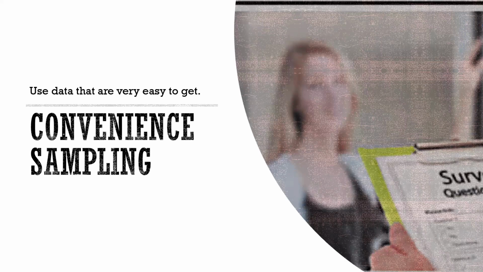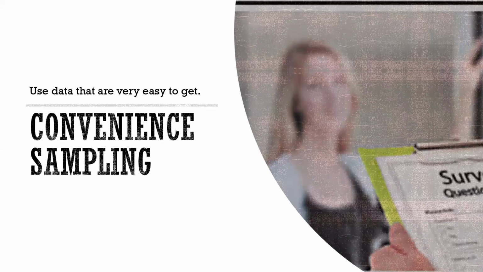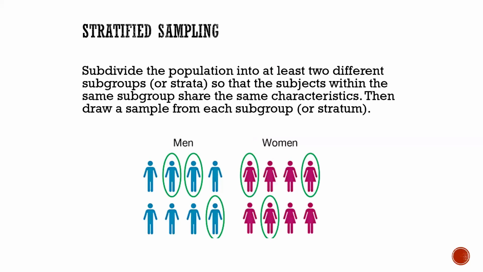Right, we get the two methods we have so far. All right, systematic, convenience. This is one that students struggle with a little bit more, right?